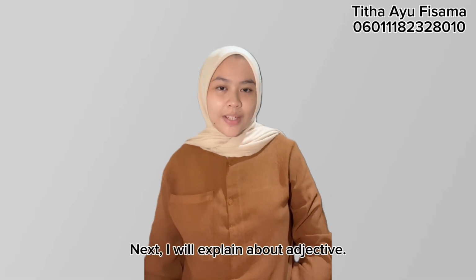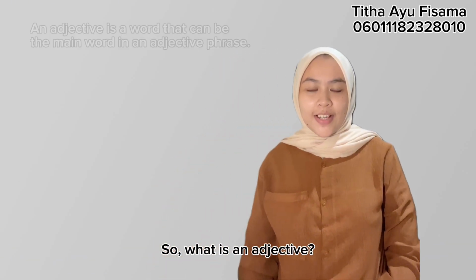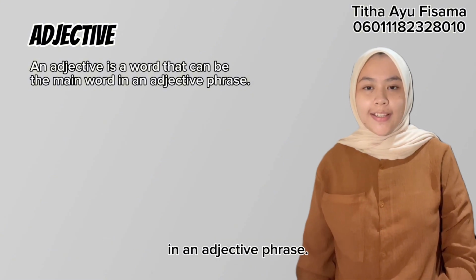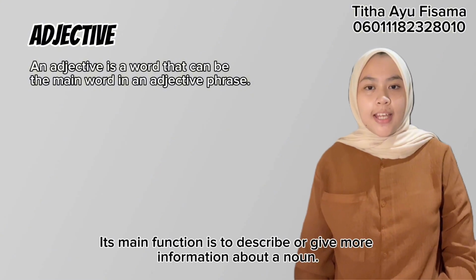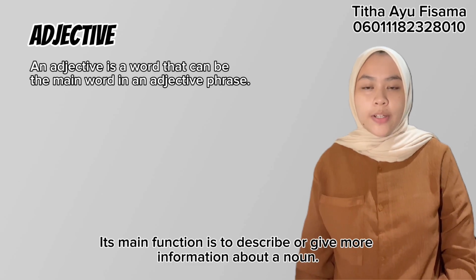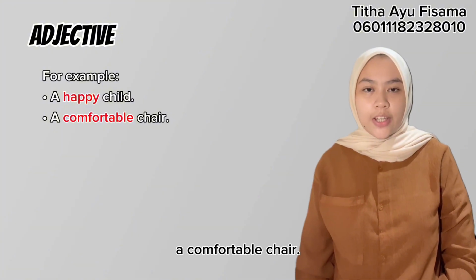Next, I will explain about adjectives. So, what is an adjective? An adjective is a word that can be the main word in an adjective phrase. Its main function is to describe or give more information about a noun. For example, a happy child, a comfortable chair.